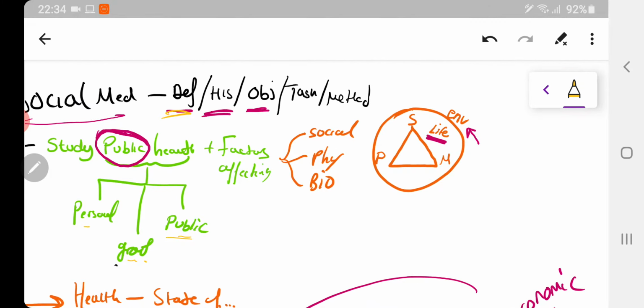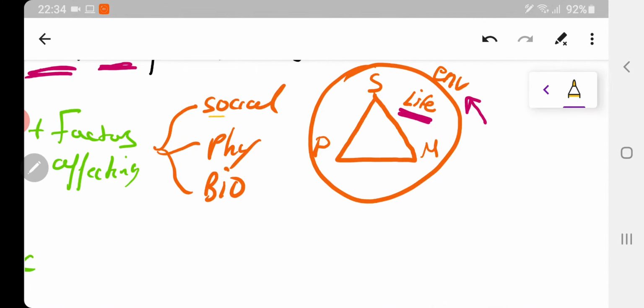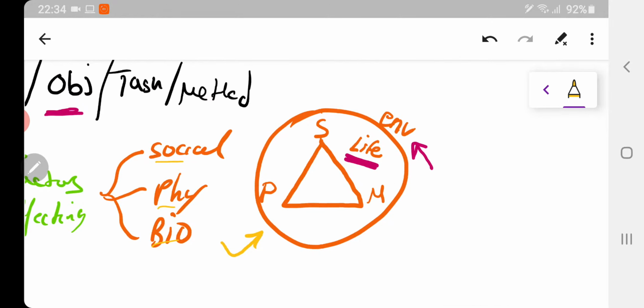Okay. Now, what are the factors affecting health? Social, physical, biological. But if we look at this diagram, which everybody and their babies know, right? Social, physical, mental factors that affect health. Lifestyle is within the circle. Why is it within the circle?